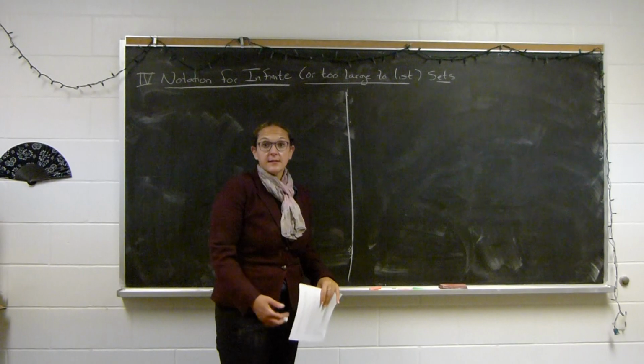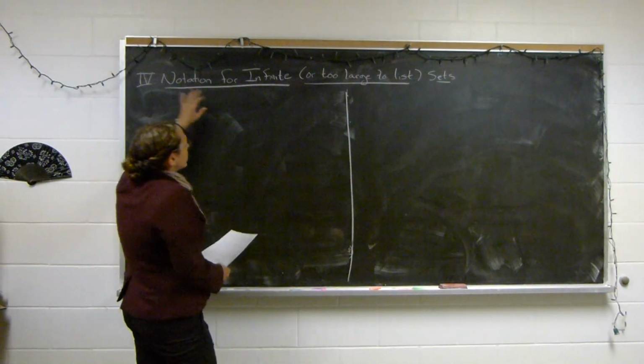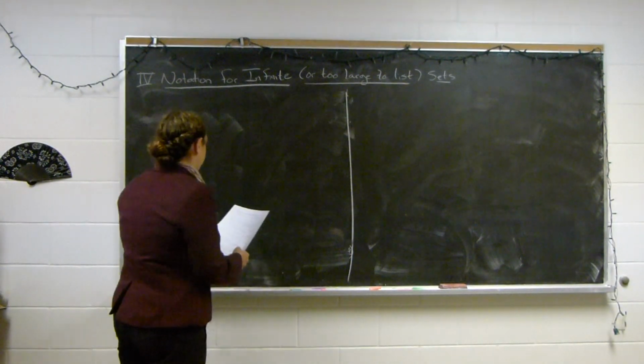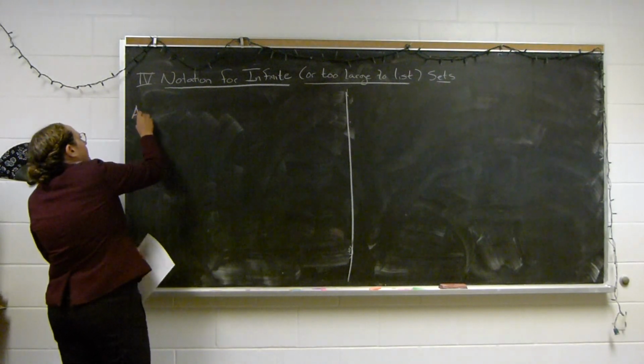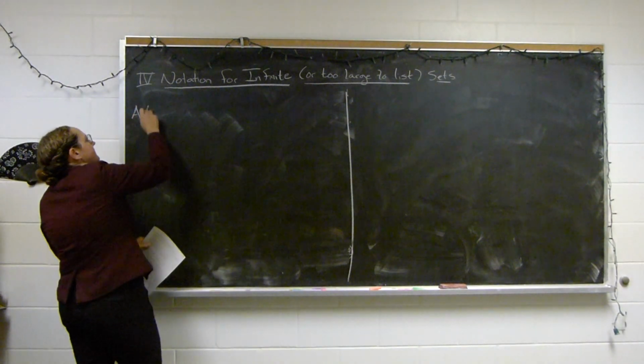Hi, so we're just going to continue where we left off, with notation for infinite or too large to list sets. We're going to introduce a few methods here. So this is method 1.